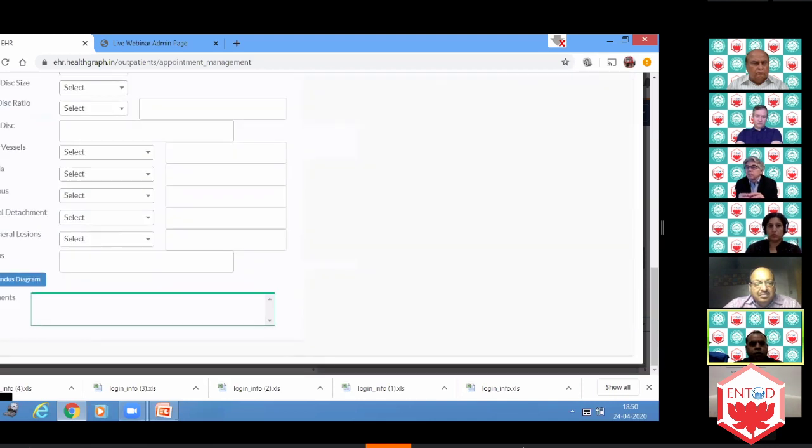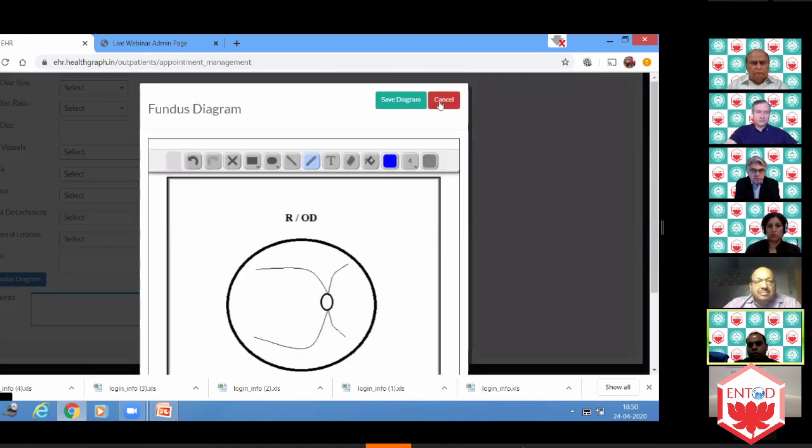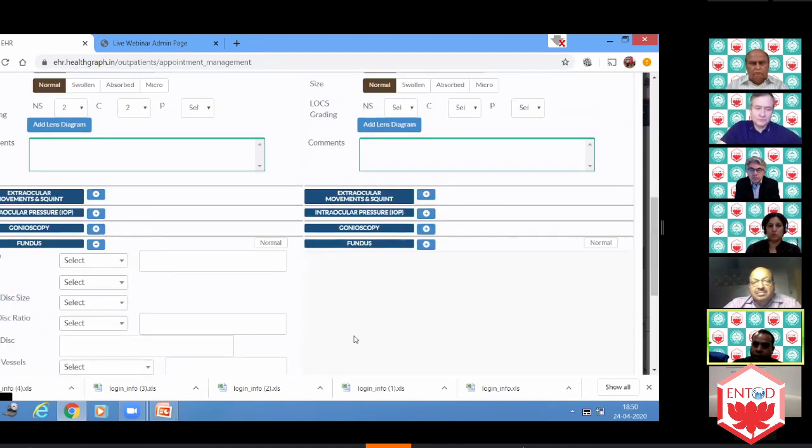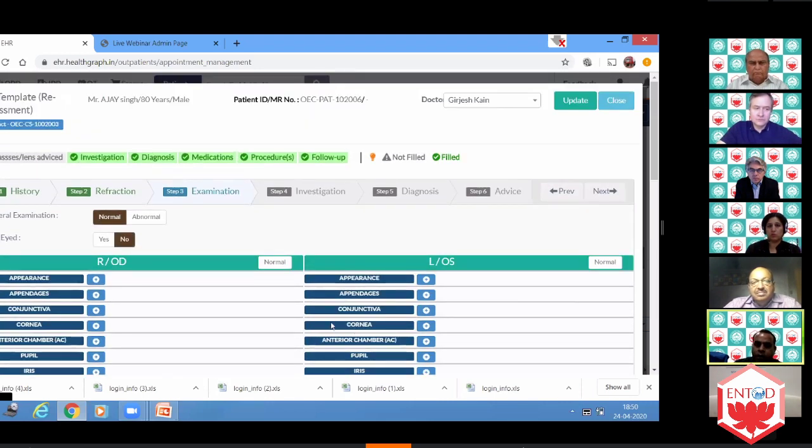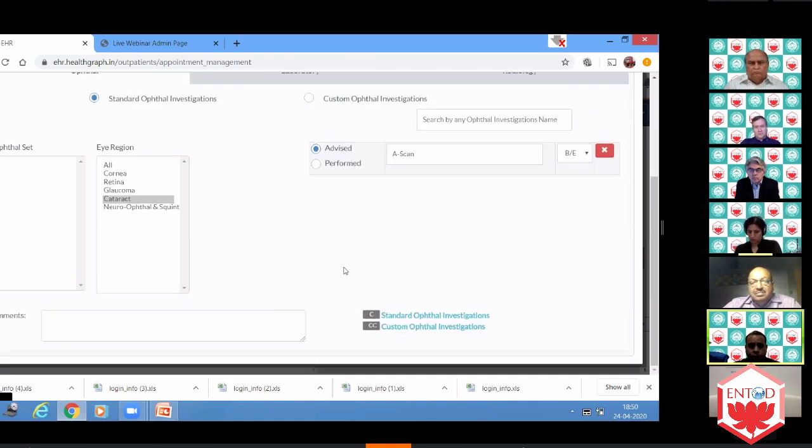Similarly, if you want to put a fundus finding, like what is in the vitreous, and add the fundus photograph, that feature is also there. It can directly connect to your instruments like OCT, autoref, and A scan, so you can find all the details directly transferred to your software.